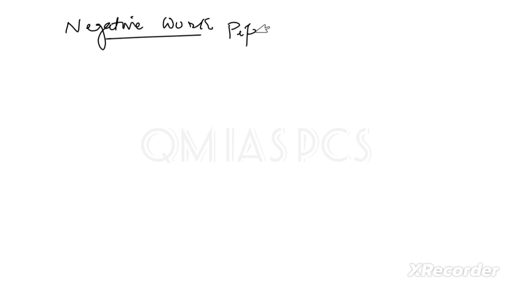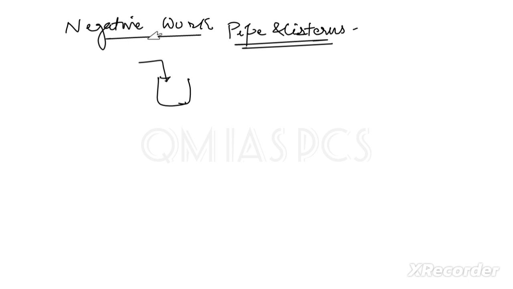Yes, about that negative work. Negative work is basically in pipes and cisterns. Why is it negative work? Like there is a tank and there is a pipe which is used to fill that tank, and there is a leakage or another pipe which is used to empty that tank. So when this pipe is working, it is doing negative work. Why? Because it is used to empty that tank.